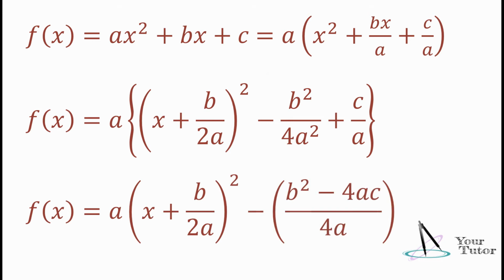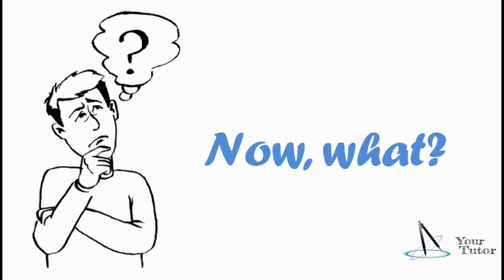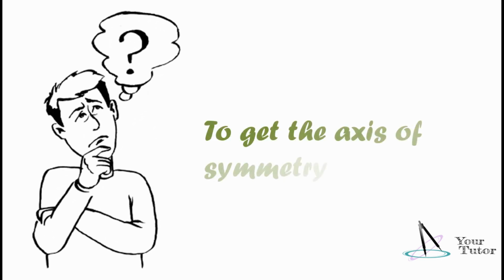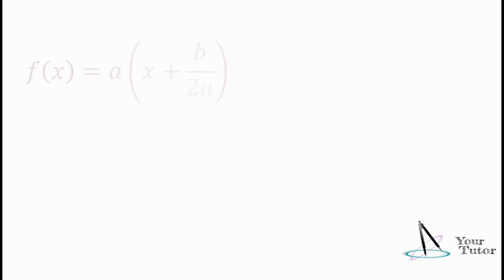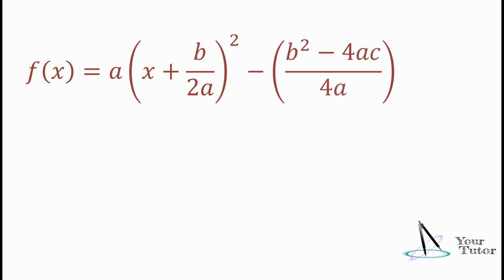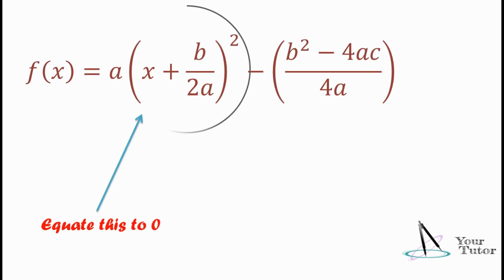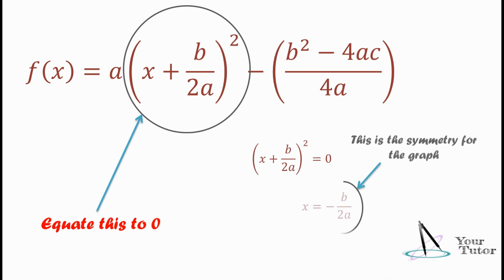We have converted the standard form to vertex form, and, now what? We have to find the axis of symmetry. Let's see how to extract these from the vertex form. In the vertex form, we have to equate this term to 0. We will get x equals negative b divided by 2a.